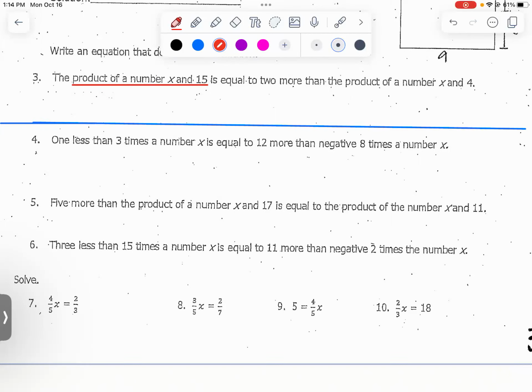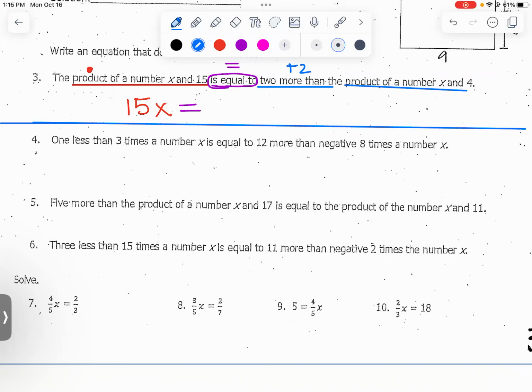Aiden, stop. Okay. So I'm going to write the product of x and 15. That means I'm multiplying x and 15. So 15 times x. Sound good? Is equal to. Oh, what does that mean? Equal. Okay. 2 more than. Okay, so that means plus 2.